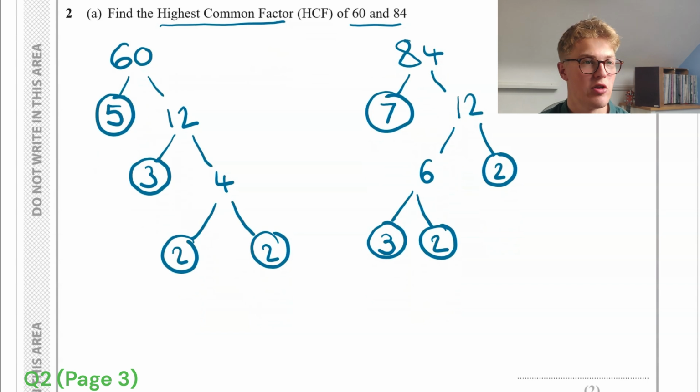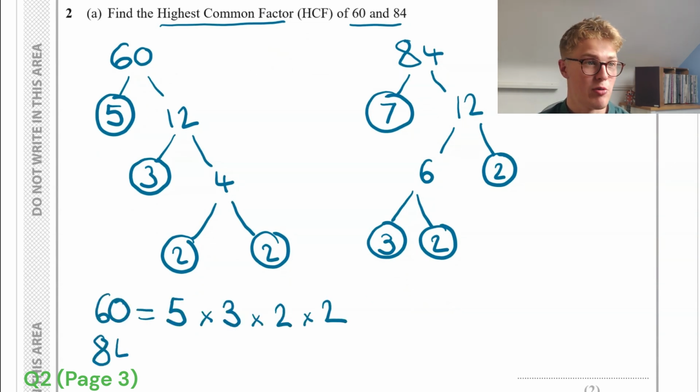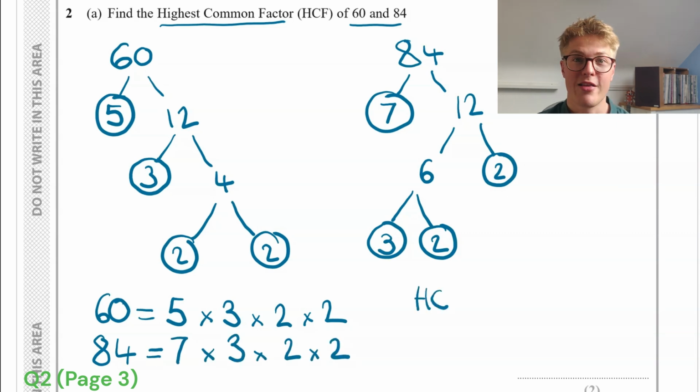84 divides into 7 and 12, 12 divides into 6 and 2, and 6 into 3 and 2. So we can write 84 as 7 times 3 times 2 times 2. The highest common factor is the largest number that is within both numbers. In this case it's 3 times 2 times 2, which is 12, so 12 is our answer.